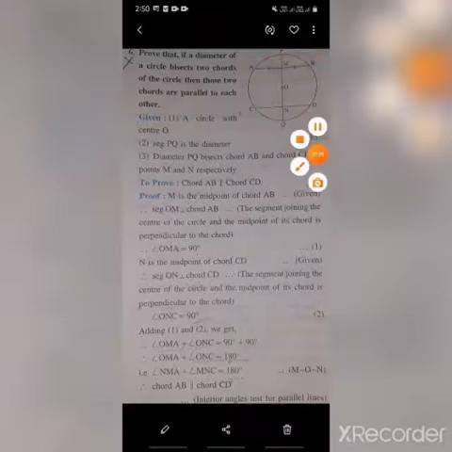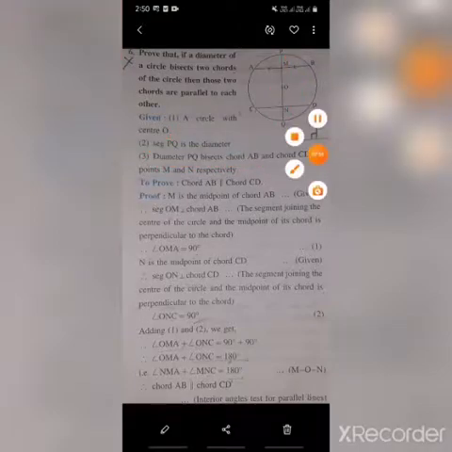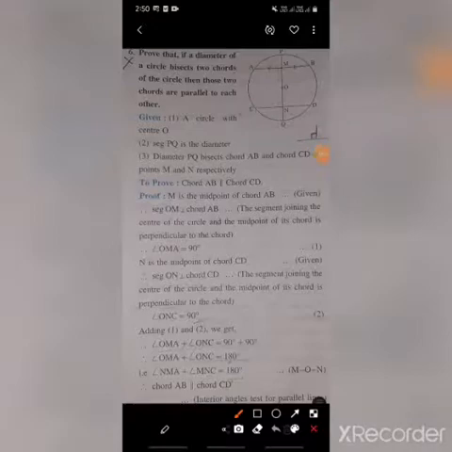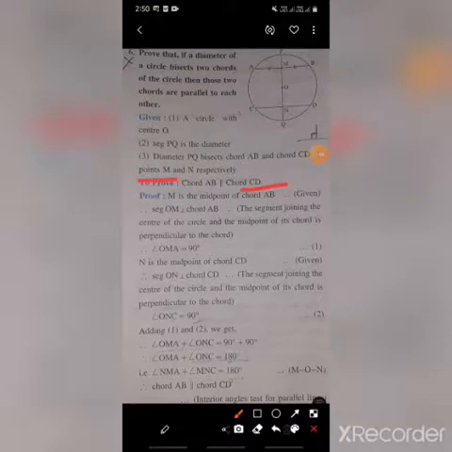How can we prove it? Okay, let's start. Given a circle with center O. Segment PQ is a diameter. Diameter PQ bisects chord AB and chord CD at points M and N respectively. Then to prove, chord AB is parallel to CD.